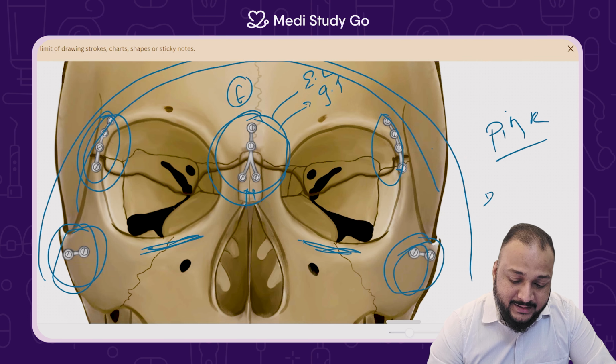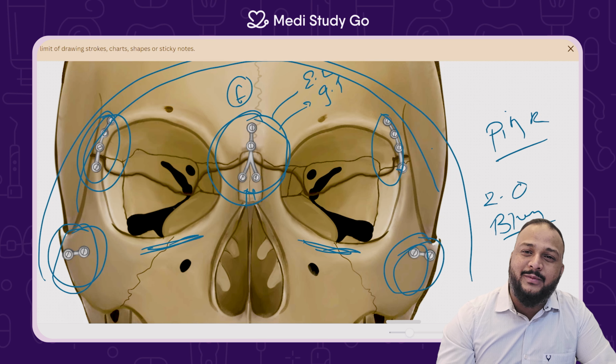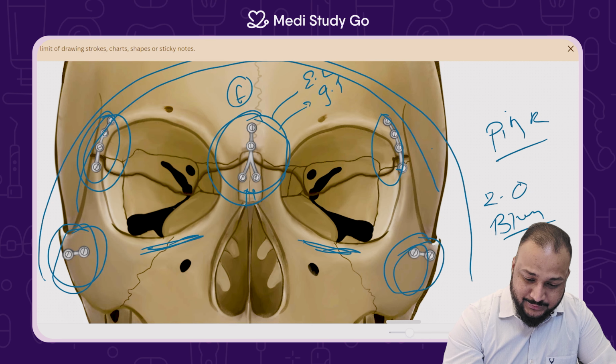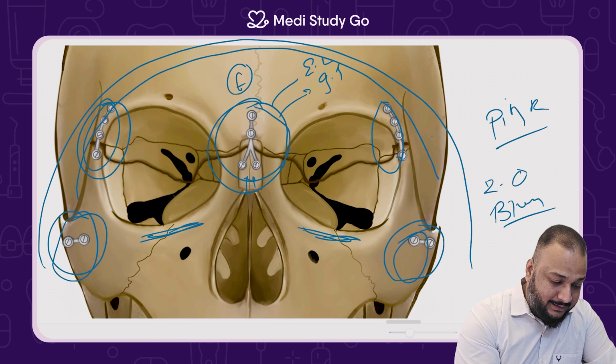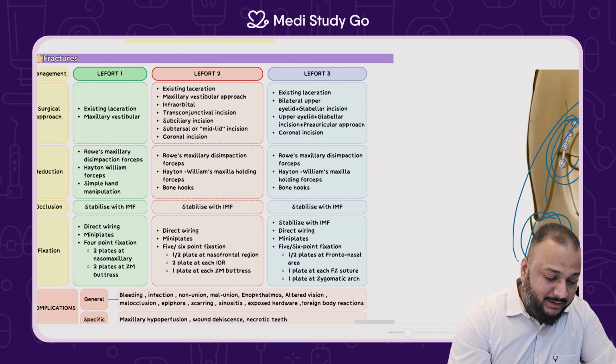The second system is a 2.0 mm system, which is blue in color. So either 1.5 mm or 2 mm system plates are what you're going to have to use for this kind of fracture.